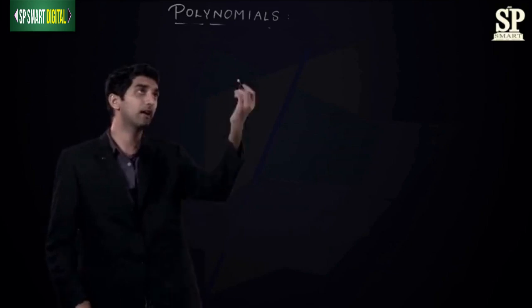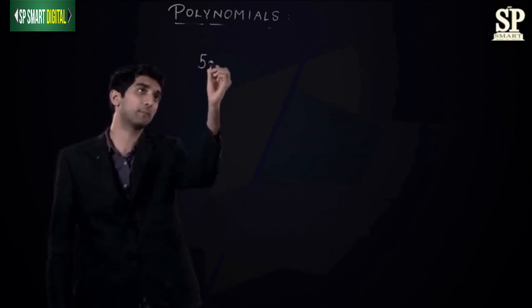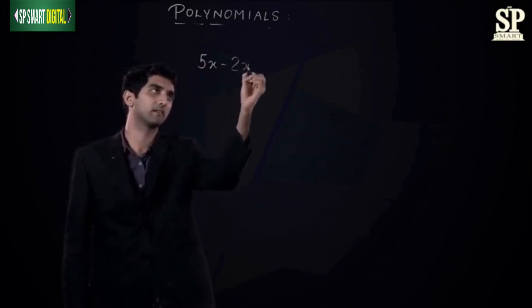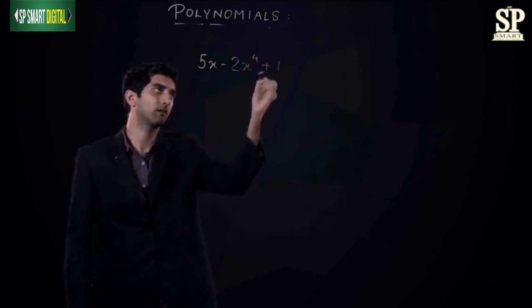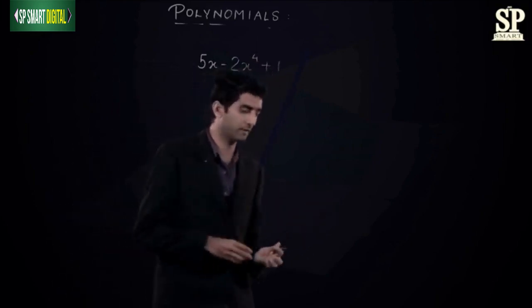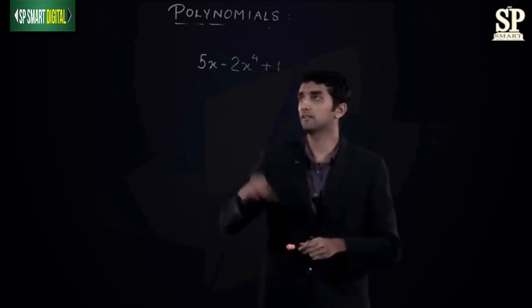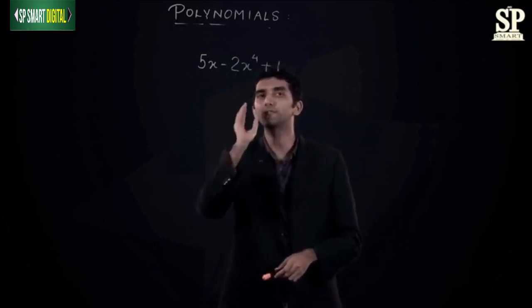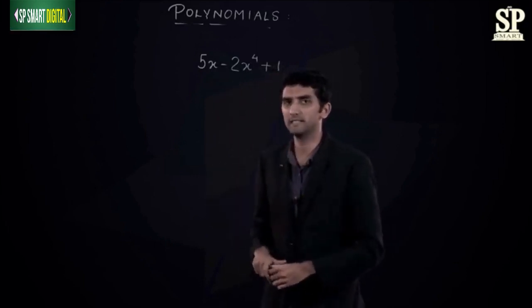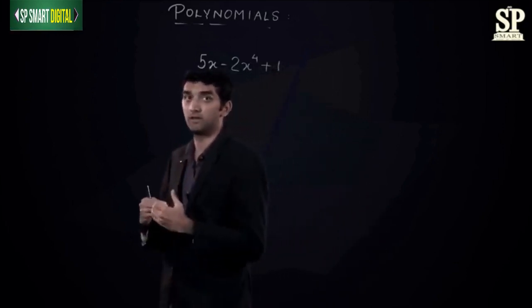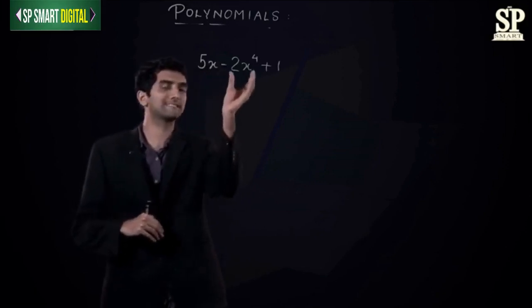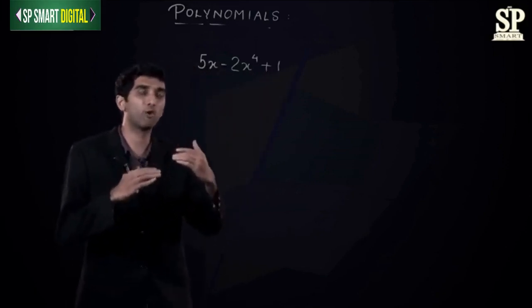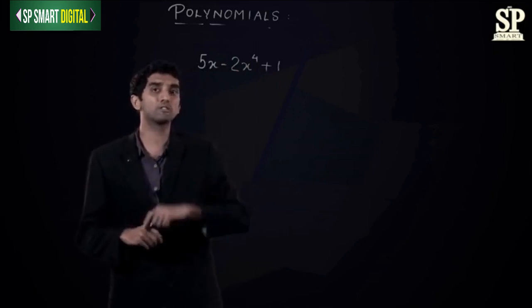So basically, let's say I try and write an expression like this. This is just a random expression. As you can see, here there are different terms in one variable x. So basically, x is the variable, right? And there are several terms which involve different powers of x.